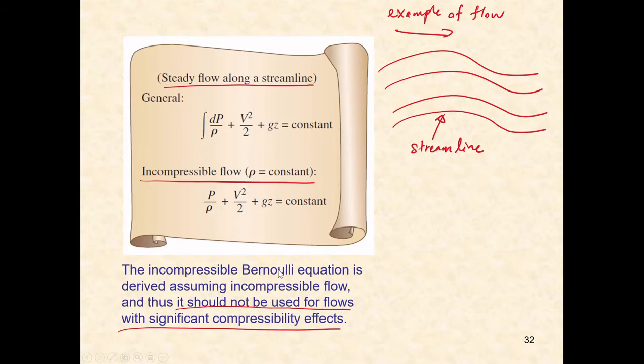The incompressible Bernoulli equation is derived assuming incompressible flow, so it should not be used for flow with significant compressibility effects. Let's say you have changes of density with location. Therefore, this equation is not applicable, and you might want to consider using the other equation. But in most of the cases that we discuss in this subject, we use incompressible flow, so the compressible case is not much of a concern. We will limit our discussion most of the time to this incompressible steady flow equation.